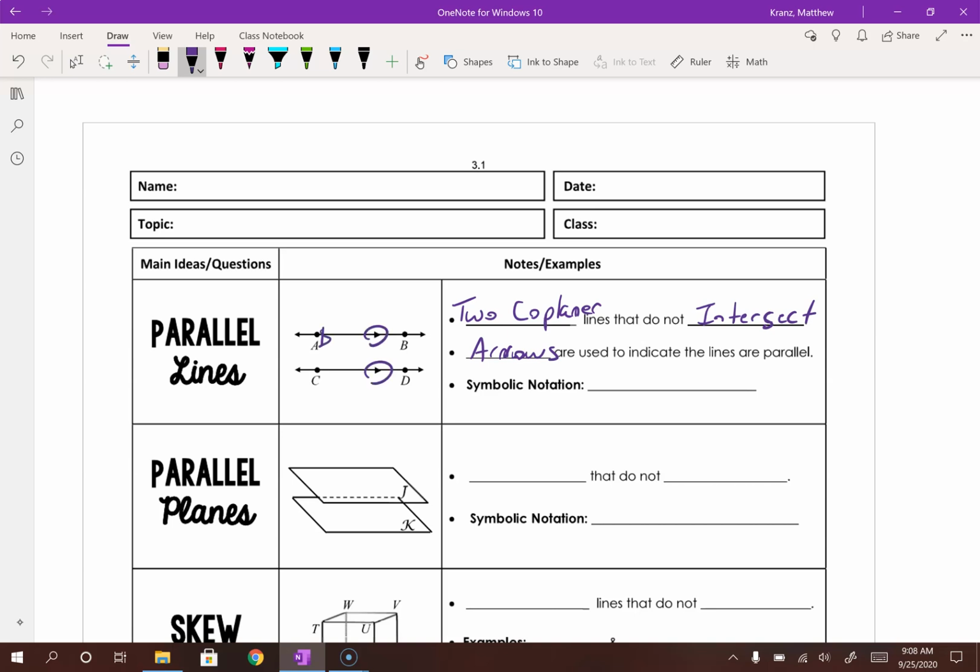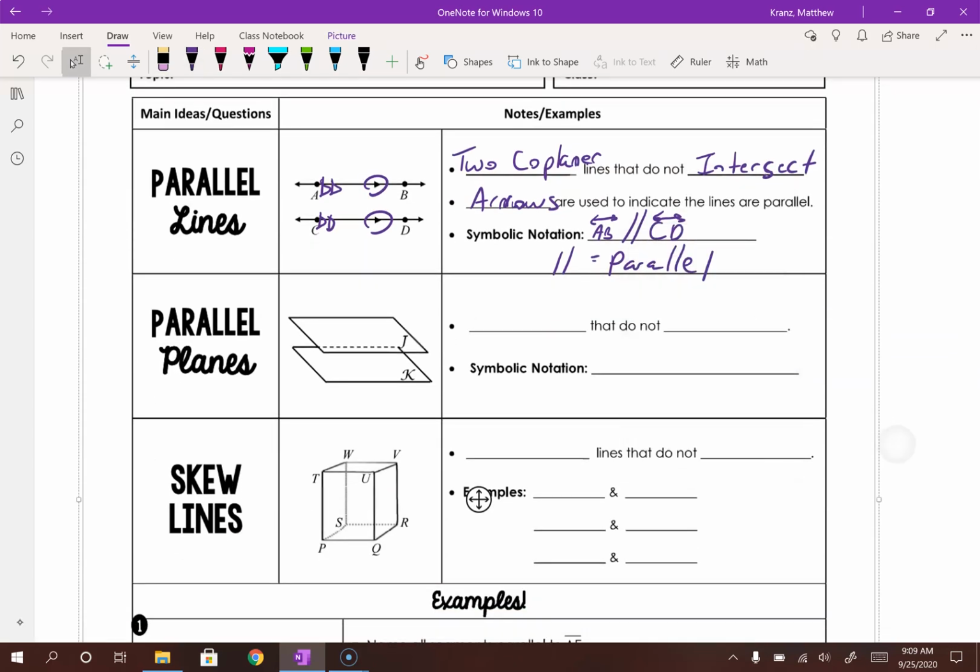Now, sometimes you have multiple parallel lines and they'll have two arrows. If they have the same number of arrows, that just indicates they're parallel to each other. So the notation for this would be line AB or BA is parallel to line CD. That symbol is this, that right there equals parallel.